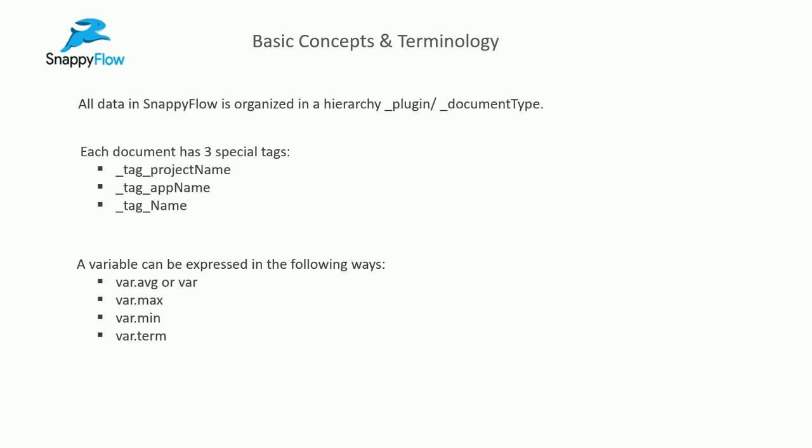A metric in any of the components can be expressed in one of the following ways. Variable name dot average or just the variable name. This will give us the average value of the variable in the global timeline selected. Variable dot max, variable dot min. This gives us the max and min values respectively. Variable name dot term. This will fetch the value from the last record in the DB. So if we are using dot term, we need to ensure that we use the correct filters in the query. We will need to match for the document type.